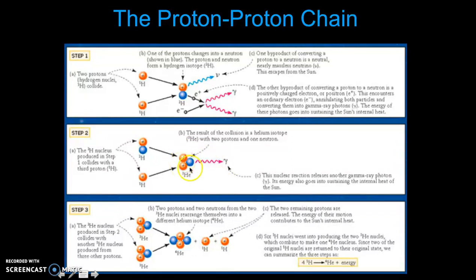Now finally, a whole bunch of these isotopes of helium are floating around. Two of them interact together, okay? And so the two protons and the two neutrons from these two helium nuclei rearrange themselves to form a complete helium isotope, leaving over two extra hydrogen protons. So that's how we end up taking four hydrogen protons to create our helium, plus energy left over. So that's the basics of the proton-proton chain.